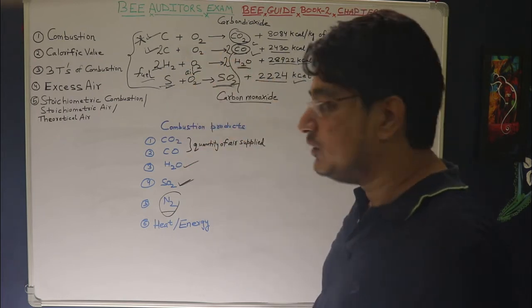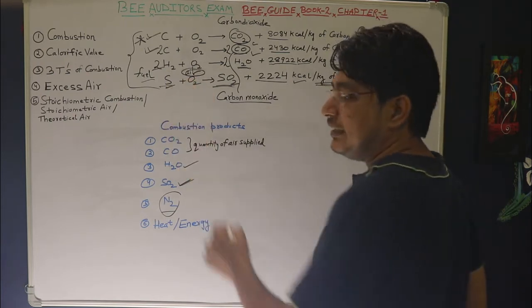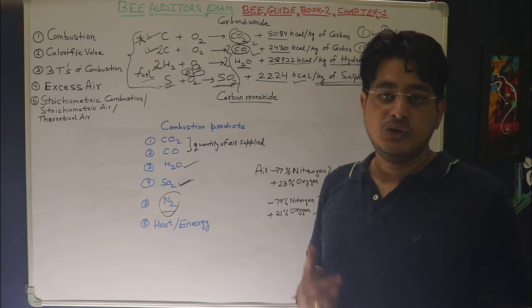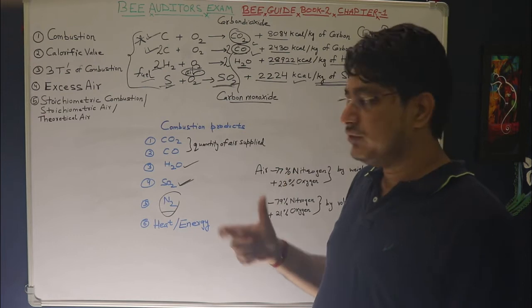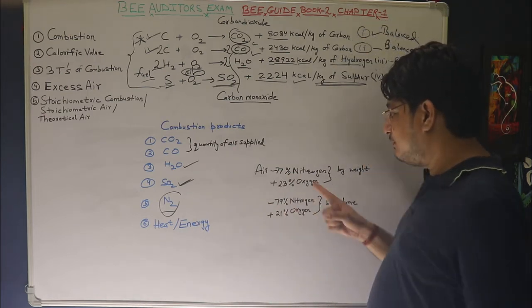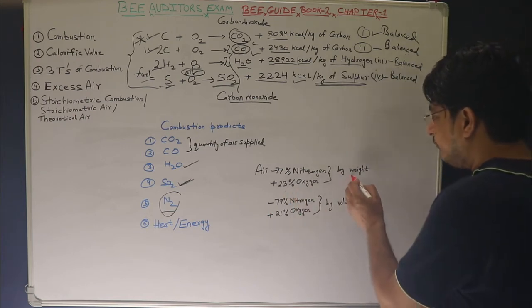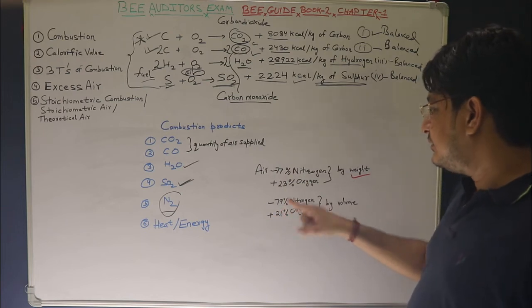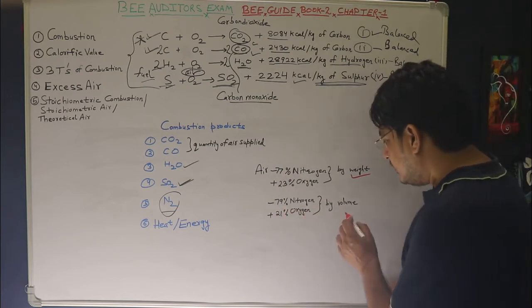But remember, for combustion what are we supplying? We are supplying air. Now friends, you are very well aware that for supplying the oxygen you are actually supplying air. And what is air? Air is 77% nitrogen and 23% oxygen by weight, and air is 79% nitrogen and 21% oxygen by volume.